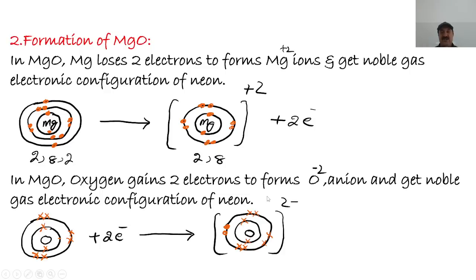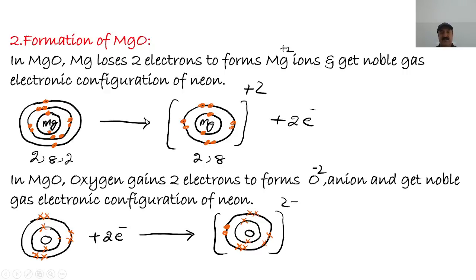Now example number 2, formation of MgO. In MgO, Mg loses 2 electrons because it has 2 valence electrons, meaning 2 electrons in the outermost shell, to form Mg 2 plus ion and get the noble gas electronic configuration of neon. Mg is the symbol of magnesium, and it has 2 electrons in the first shell, 8 electrons in the second shell, and 2 electrons in the last shell.